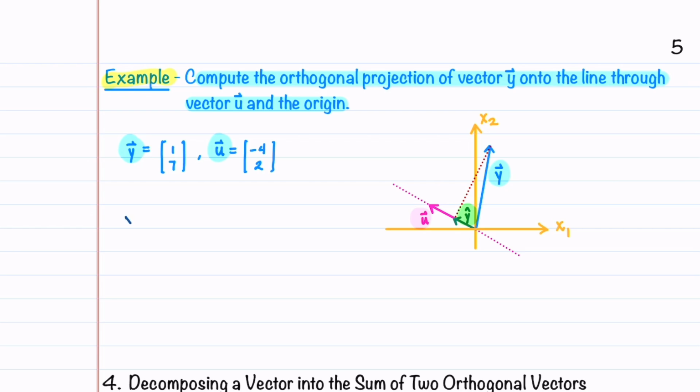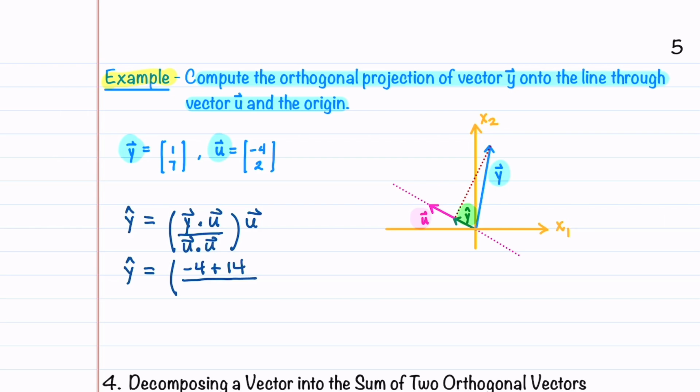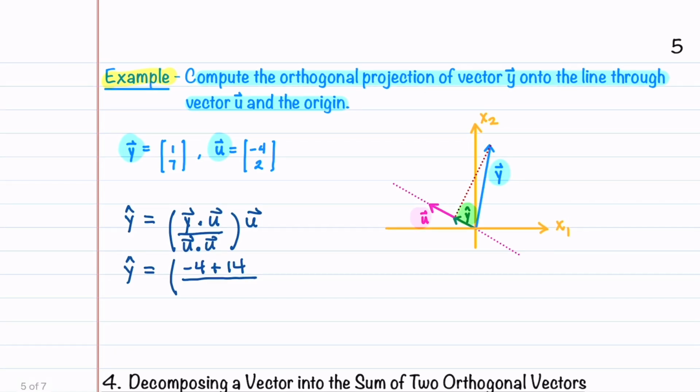We have a formula for y hat, and it's equal to y dotted with u divided by u dot u times u. Let's compute what this is equal to. Our y hat is equal to y dotted with u, so that's just minus 4 plus 14, multiplying the corresponding components in y and u. And then on the denominator, we have u dotted with u. That's going to give us a minus 4 times a minus 4, which is 16, plus 2 times 2, which is 4. And then this gets multiplied by our vector u, minus 4, 2.